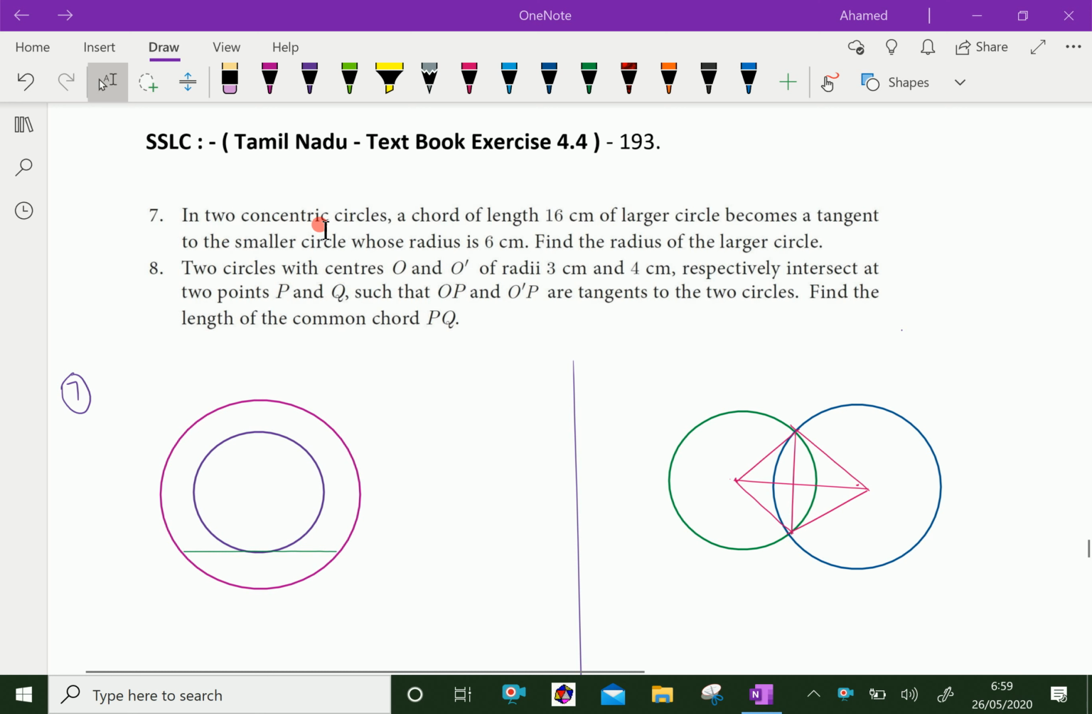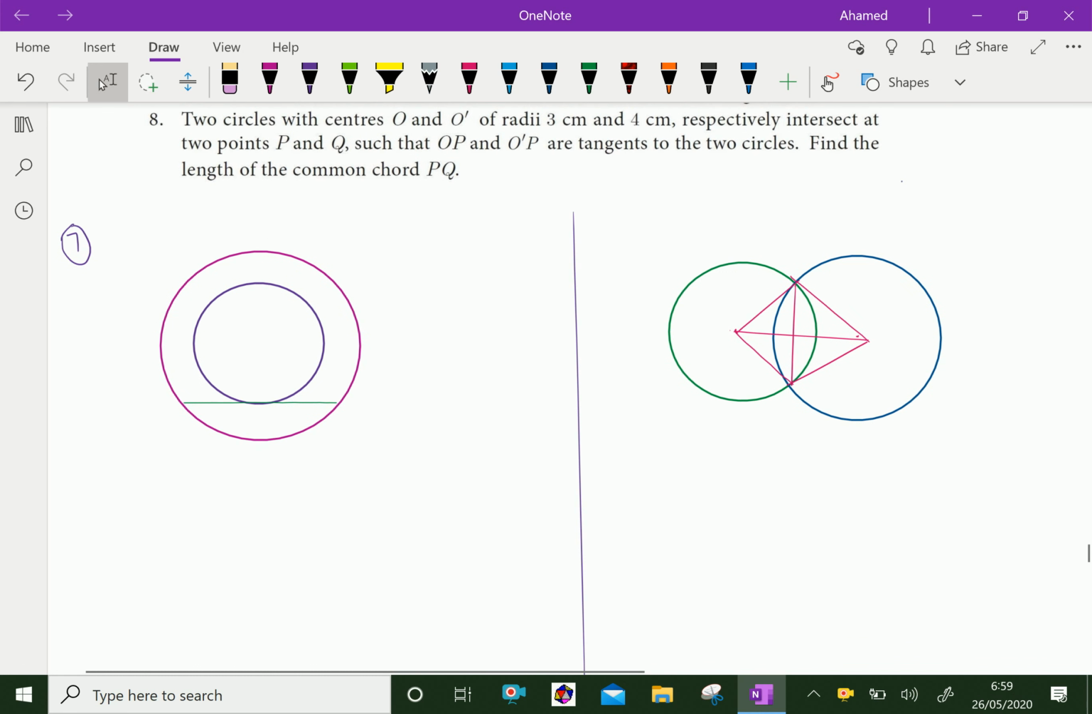Let us do Tamil Nadu SSLC Maths Textbook Exercise 4.4, question number 7. In two concentric circles, a chord of length 16 centimeter of the larger circle becomes a tangent to the smaller circle whose radius is 6 centimeter. Find the radius of the larger circle. Here, two concentric circles are drawn.